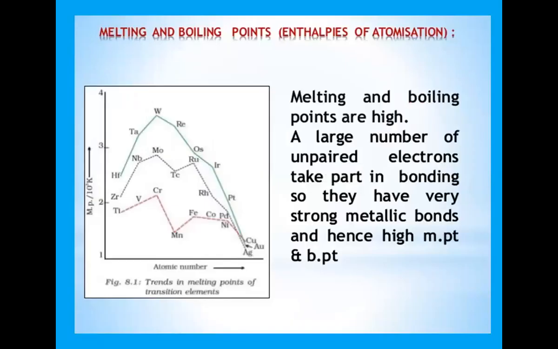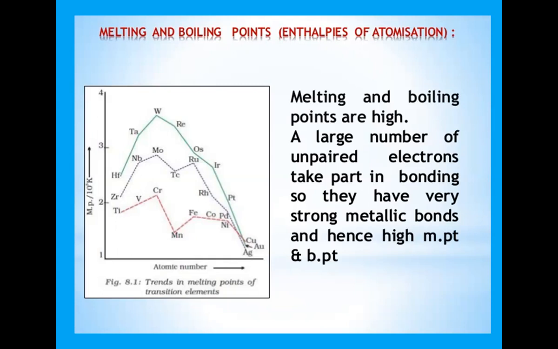Regarding their melting and boiling points, these 3D series elements, 4D, 5D series, as well as 6D series elements have a large number of unpaired electrons. Very interesting to note that due to the presence of a large number of unpaired electrons, they take part in metallic bonding, what we call interatomic interaction. The higher the interatomic interaction, the stronger the element, and hence they possess high melting and boiling points.